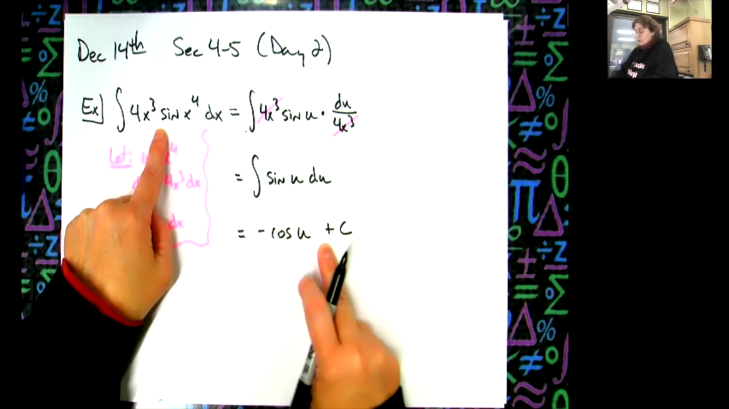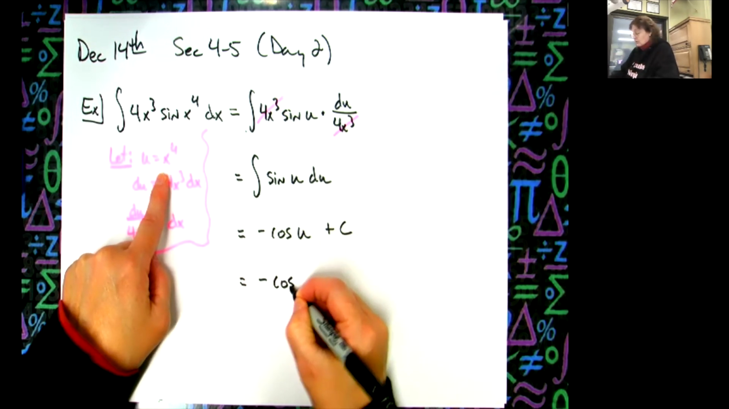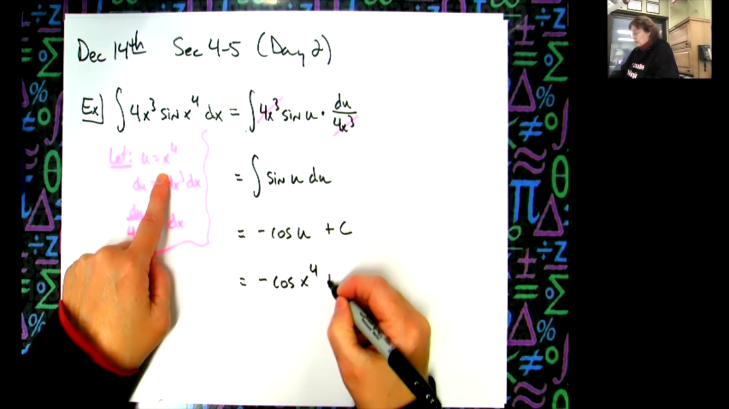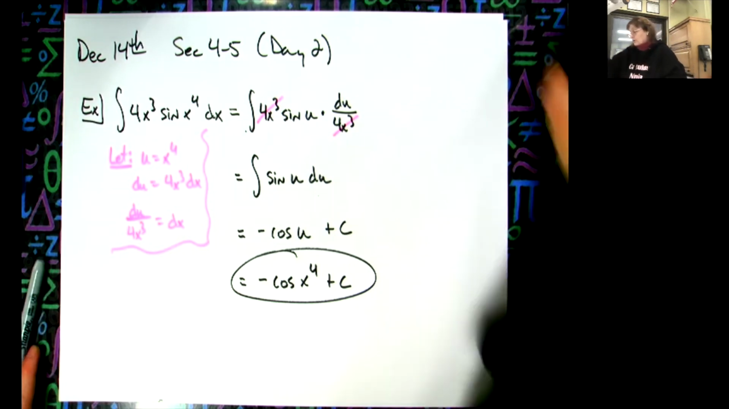This is in terms of u, so I need to come back and replace. So I've got a negative cosine x to the fourth plus c. Okay, so you did u-substitution in your first assignment, and I don't think that first assignment had any trig functions in it at all. And so we're going to take a look at some of these trig functions.